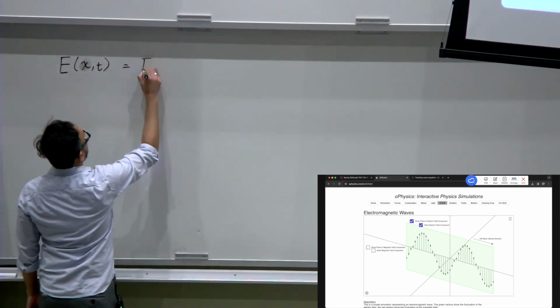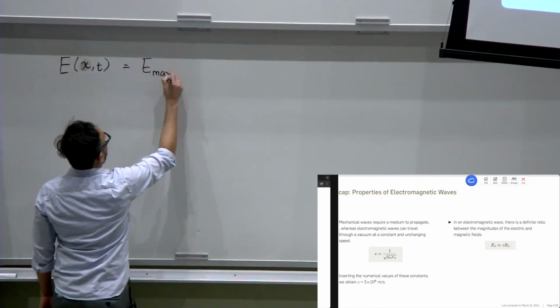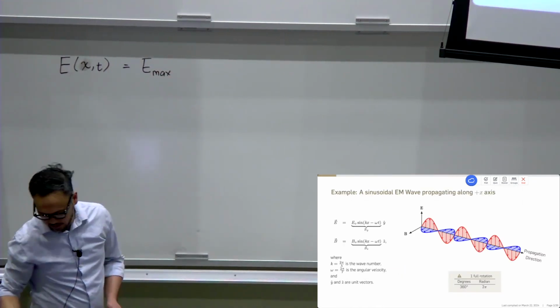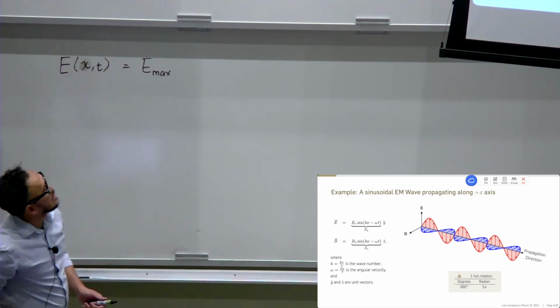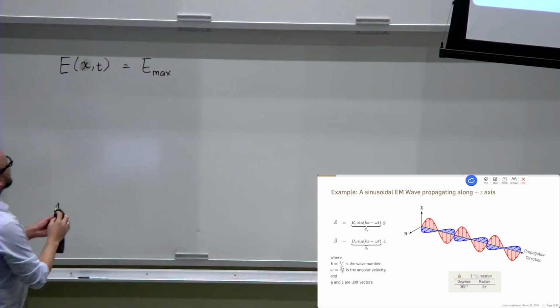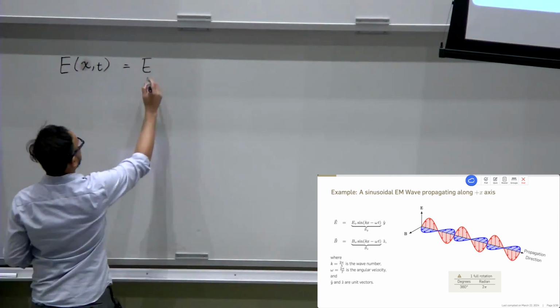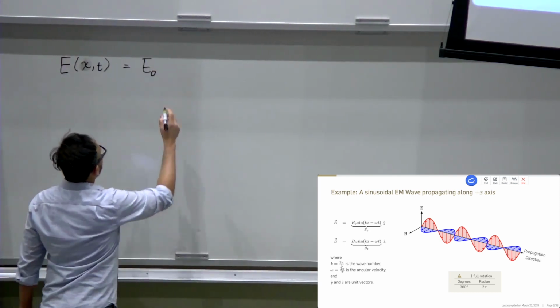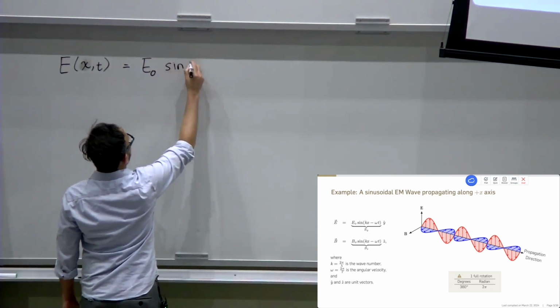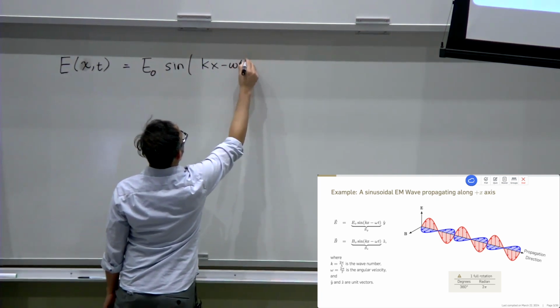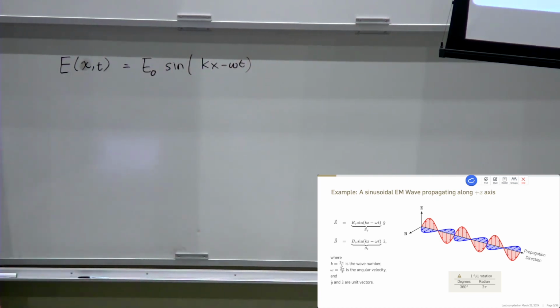And typically, we use E max or E naught. I think I use E naught, sorry. So this is just the amplitude times sine of kx minus omega t. Has anyone seen this equation before? Did you study waves in physics 111?